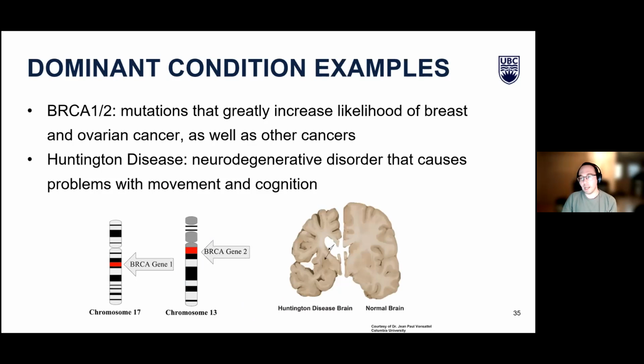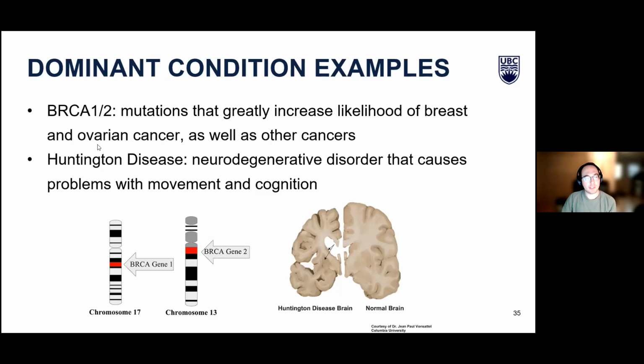So there are many different dominant genetic conditions. I'll just talk about a couple of examples. So one of them is BRCA1 and BRCA2. So these are two different genes, BRCA1 being one gene, BRCA2 being a different gene. And if one of these is mutated, this will greatly increase the likelihood of breast cancer and ovarian cancer specifically, but as well as other cancers.